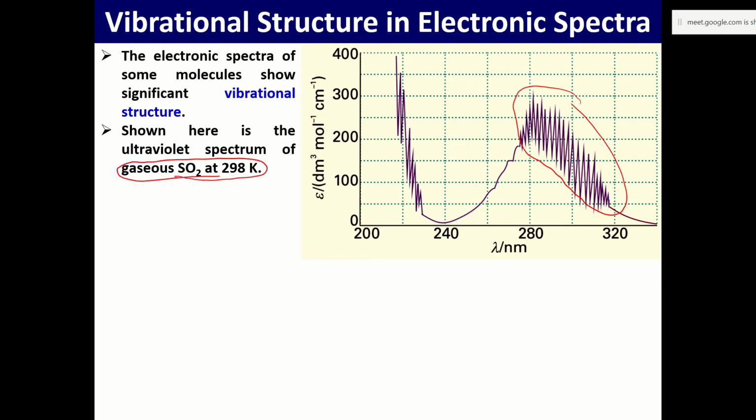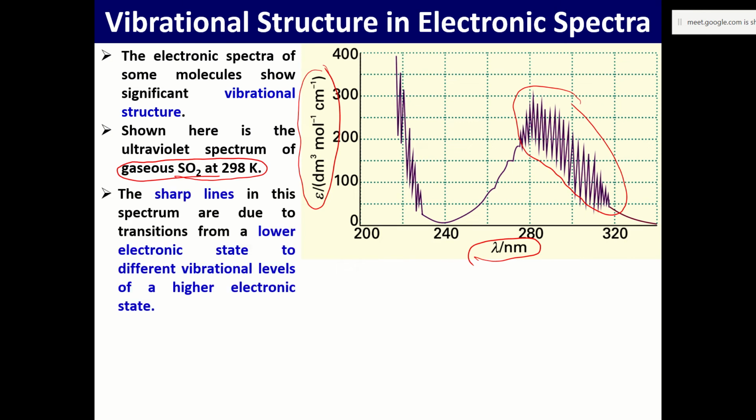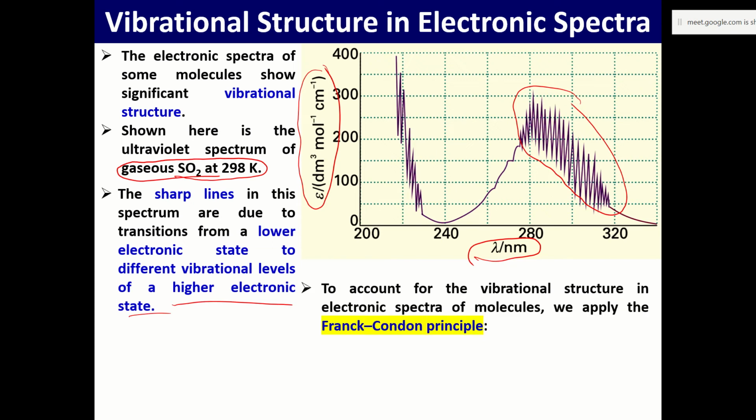So look at the y-axis, and look at the x-axis. This is the lambda, and on the y-axis it is the epsilon, the molar extinction coefficient. So these sharp lines that we see, which are superimposed on top of the absorption spectrum, are what we know as vibrational structure in the electronic spectra.